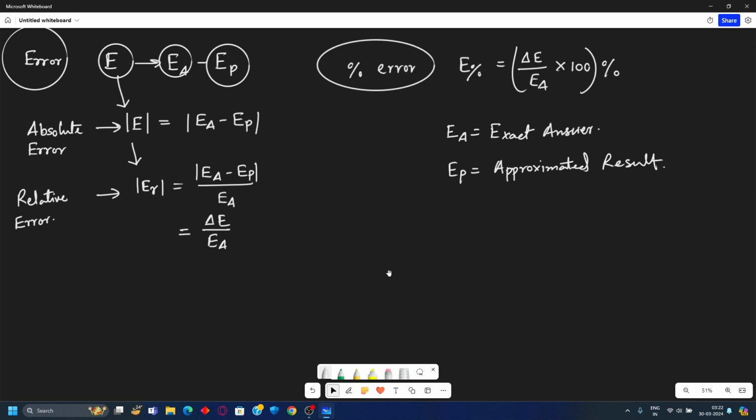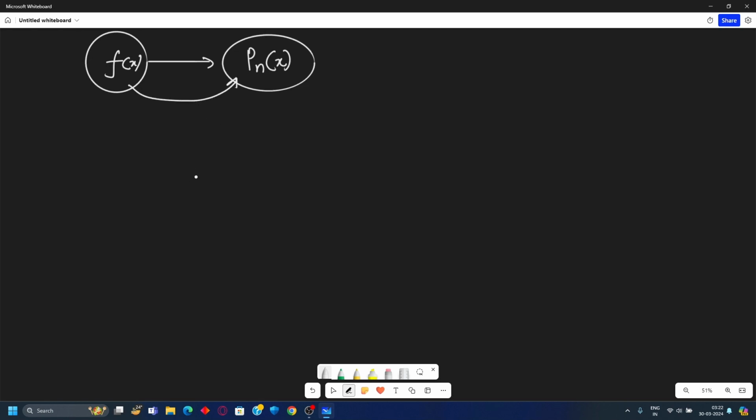Now, when we discussed Taylor series, we said a function f(x), and we tried to approximate this function with a polynomial Pn of x. Correct? So this is an approximation, not an exact result. So there must be an error. We define that error as En, the absolute value, mod of f(x) minus Pn(x). Now look closely.